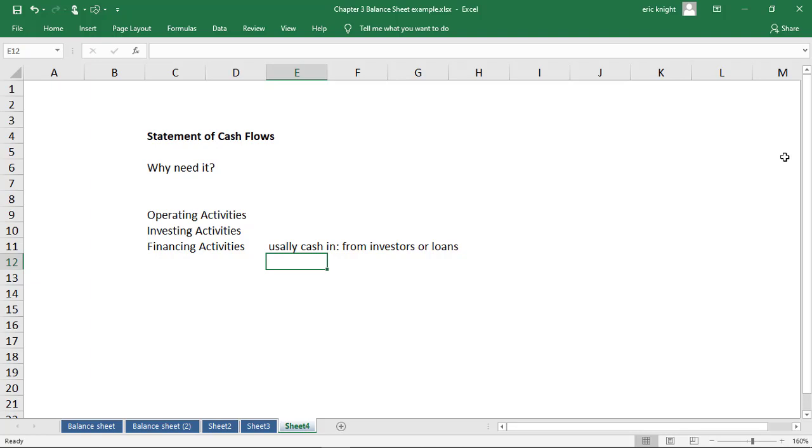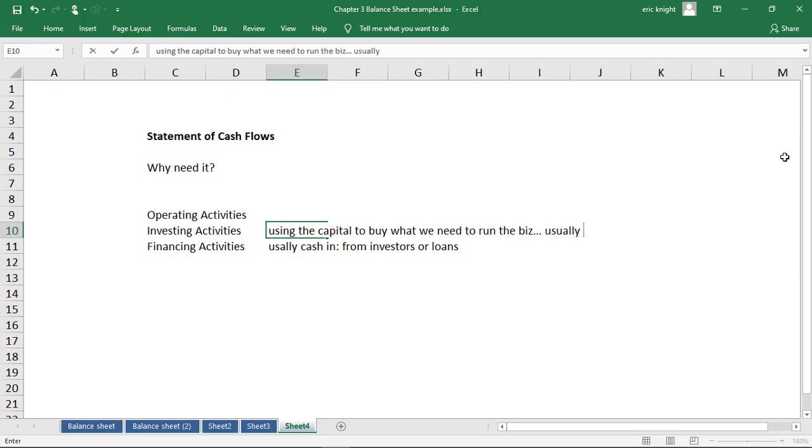But let's say we got the money, so now we can use the money to start our business, Monster, and we buy a warehouse. So that's an investing activity. That's using the capital to buy what we need to run the business. This is usually cash out because we're using the cash up. So it's okay to see cash leaving through the investing activities. That's normal. That's what we want to see. We want to see our business maybe reinvesting in more equipment, reinvesting in a new location, a new warehouse.